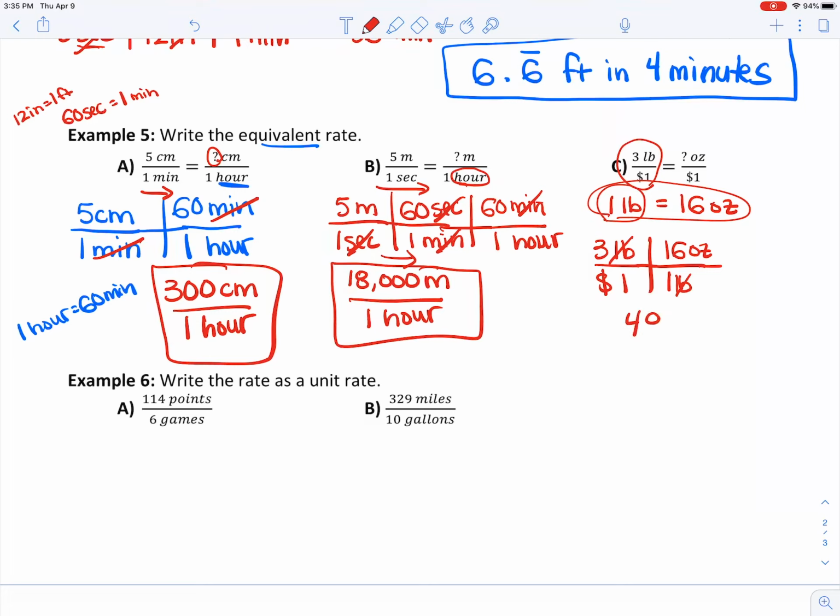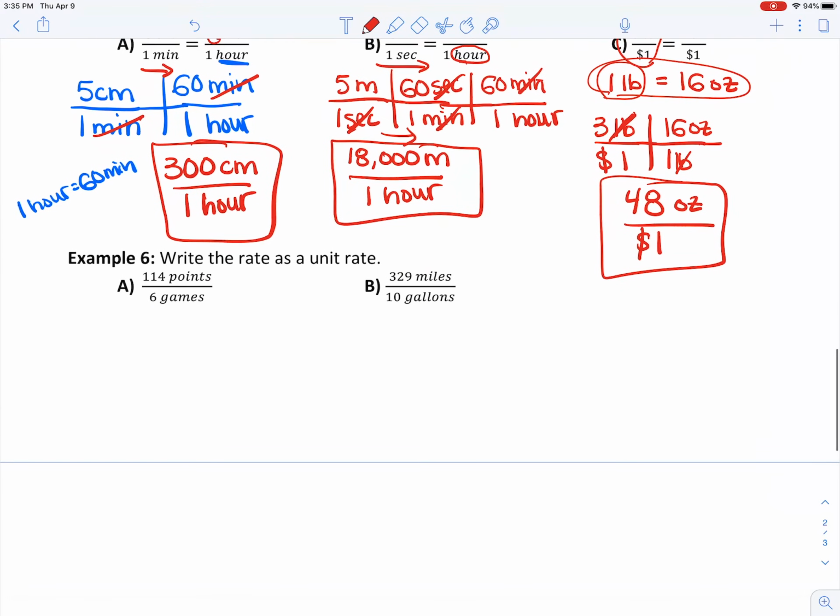Okay, multiplying across, so 3 times 16 is 48. And my only unit, pounds canceled, so my only unit is ounces. 1 times 1 is 1. And my only unit left is $1. So I figured it out, 48 ounces for every $1.